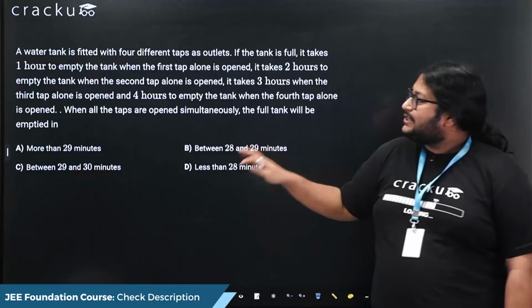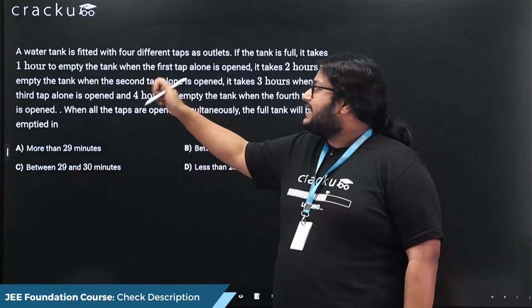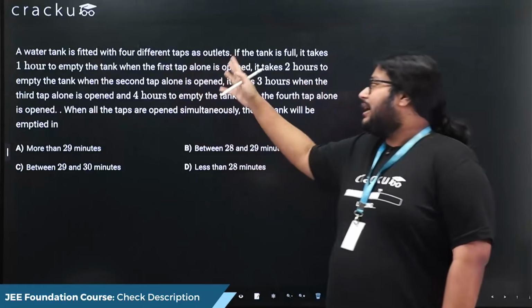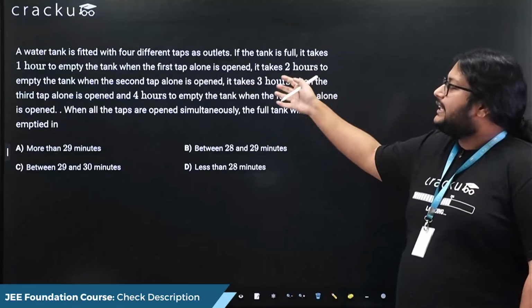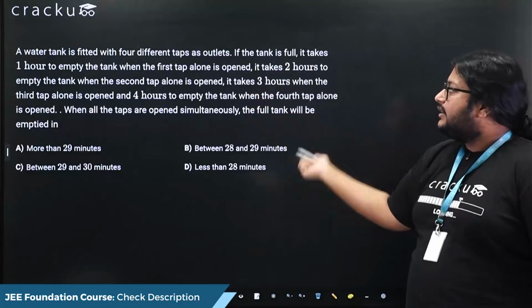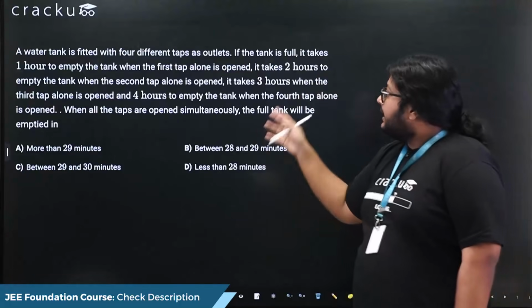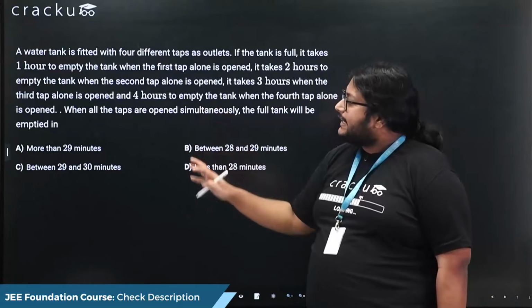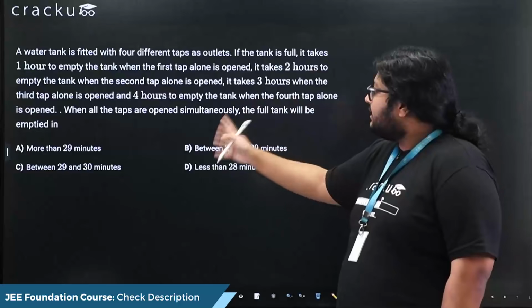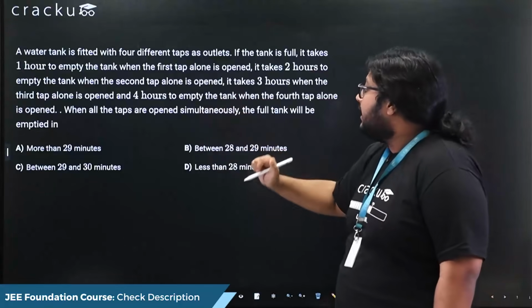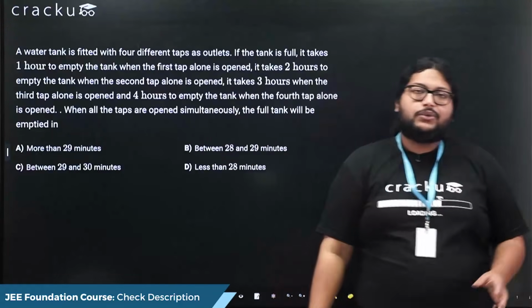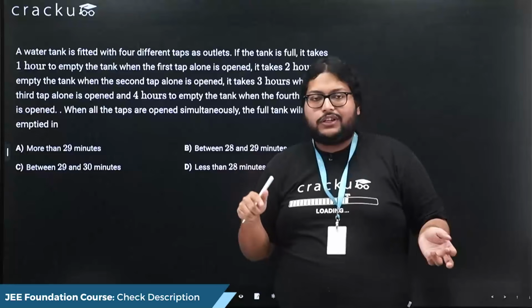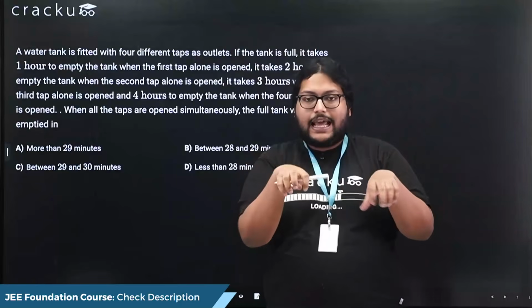Hi guys, so in this question we are told that a water tank is fitted with 4 different taps as outlets. If the tank is full, it takes 1 hour to empty the tank when the first tap alone is open, 2 hours when the second tap alone is open, 3 hours for the third tap, 4 hours for the fourth tap. Basically, there is a tank which is full of water and there are 4 taps.